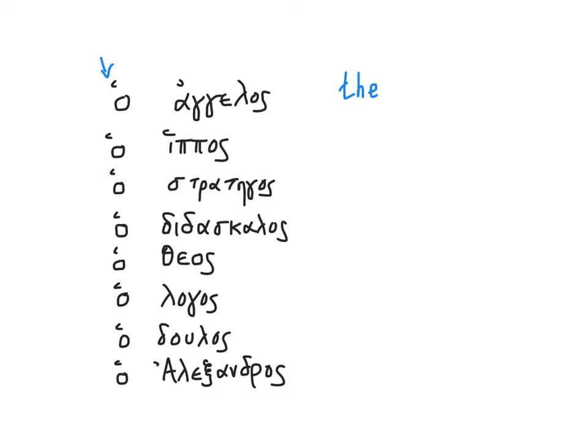The first word is angelos. If you recall, the double gamma in Greek is pronounced as an ng in English. Angelos gives us the English word angel, but angelos doesn't mean angel, it means messenger. And I hope you can see the connection there, as an angel is a messenger of God.